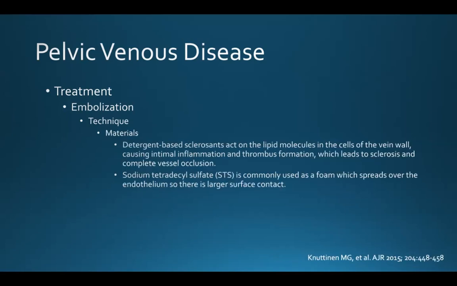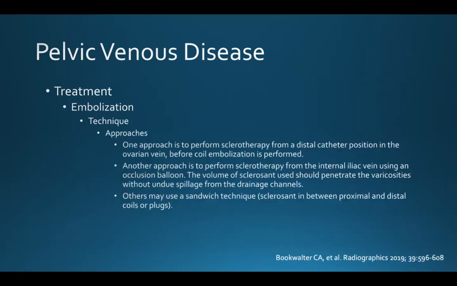Detergent-based sclerosants act on the lipid molecules in the cells of the vein wall, and this causes intimal inflammation and thrombus formation, which then leads to sclerosis and complete vessel occlusion. STS is commonly used as a foam which spreads over the endothelium so there is larger surface contact.